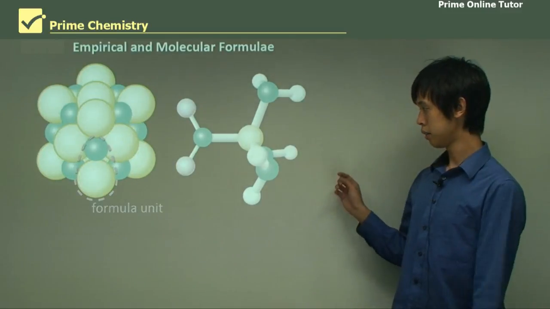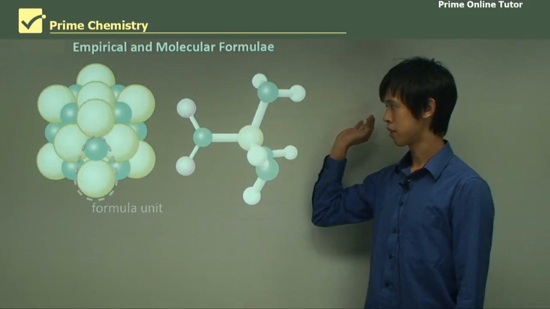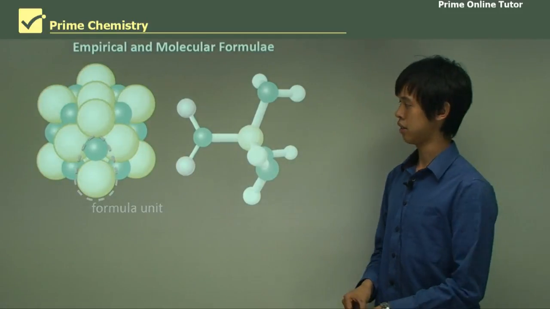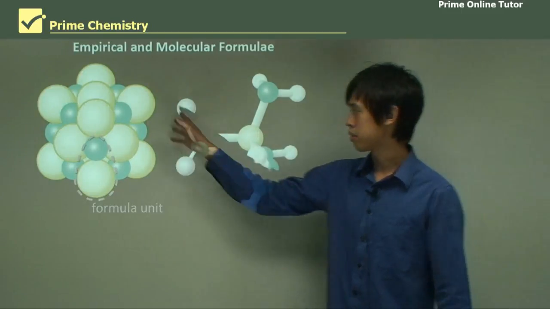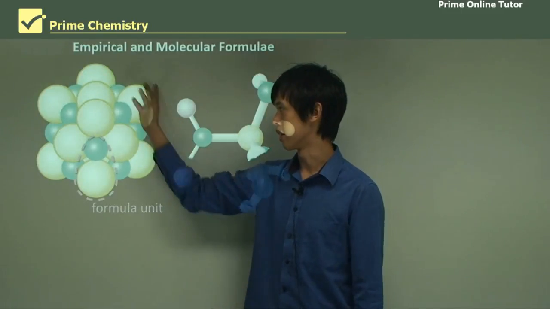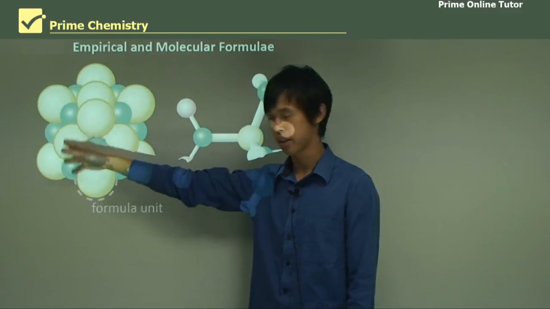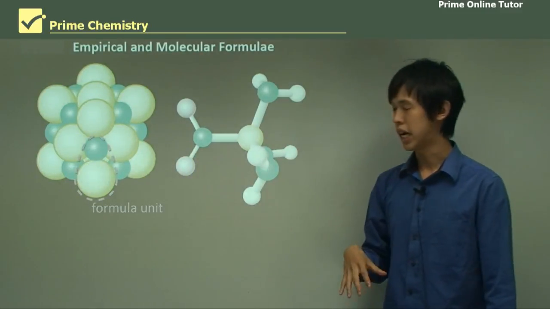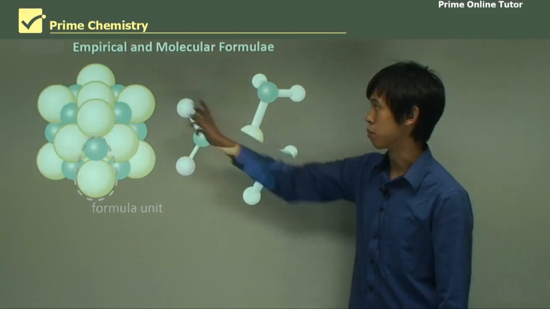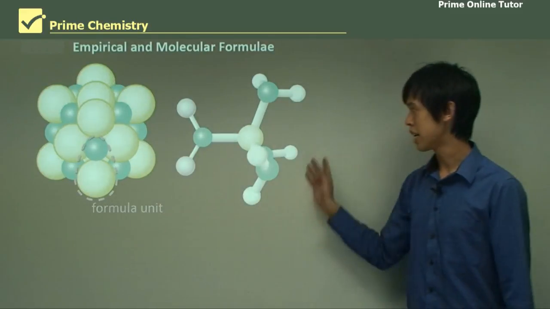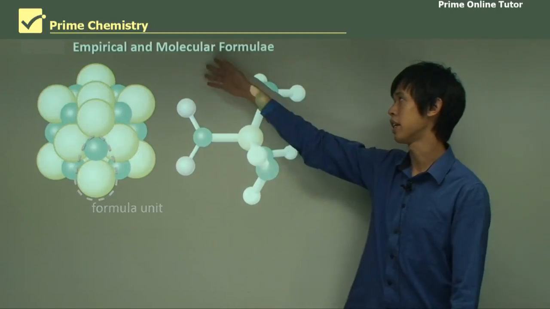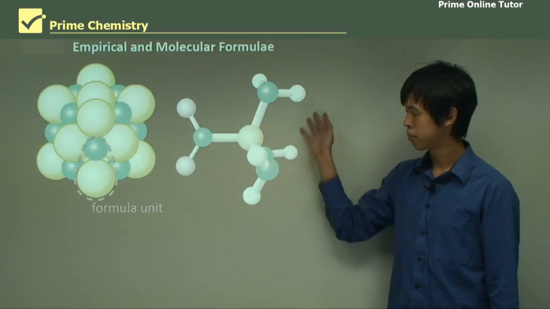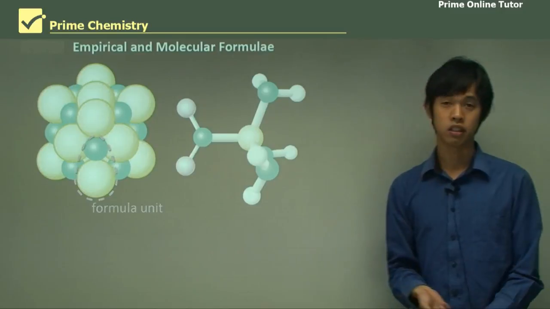Okay, so we're going to look at what an empirical formula is and what a molecular formula is. So here we have something that's like an ionic compound, and we'll see how ionic compounds are dealt with empirical formulae. And here we have something that's more like a covalent molecule, and we'll see how this is dealt with molecular formulae. Okay, so this is what we're going to cover in today's lesson.